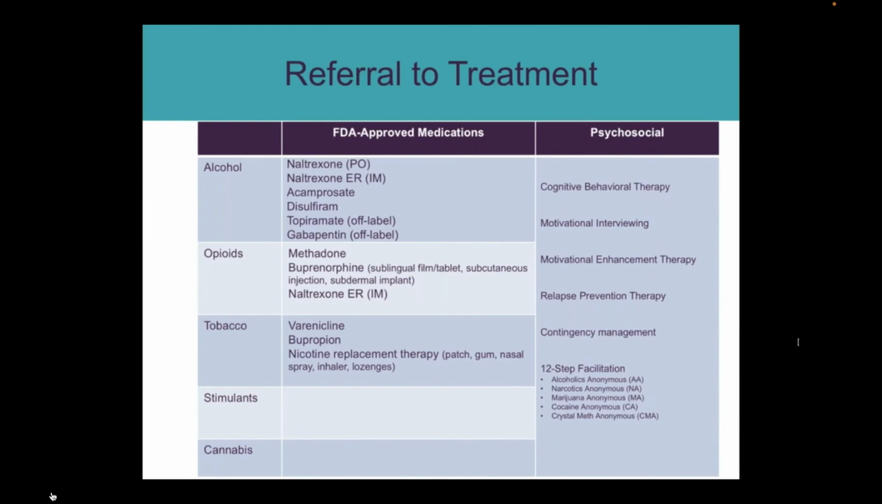I think keeping in mind also that there are various types of 12-step facilitation. So there's not only AA and NA, particularly in larger cities, they may have Marijuana Anonymous, Cocaine Anonymous, or Crystal Meth Anonymous that may fit better with the patient's goals and comfort level.